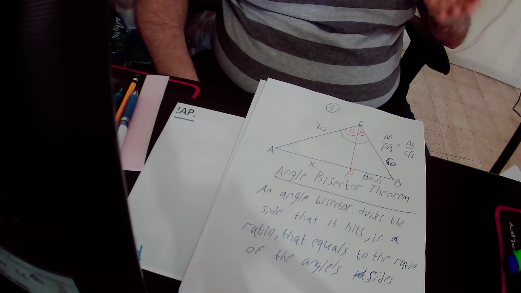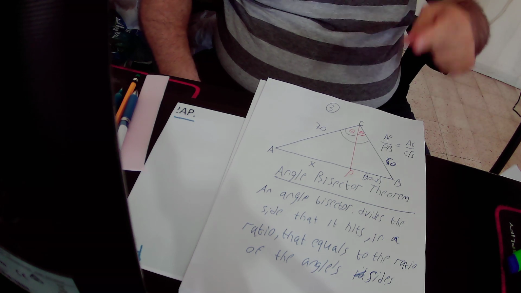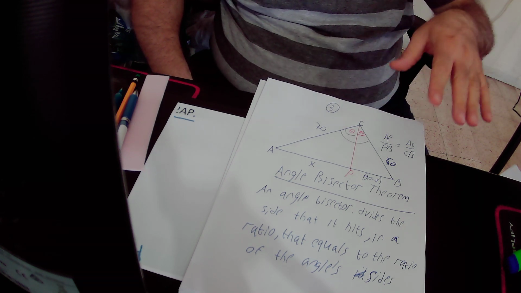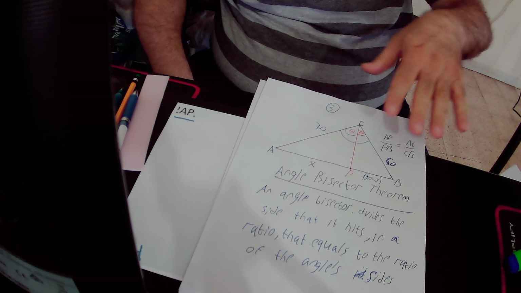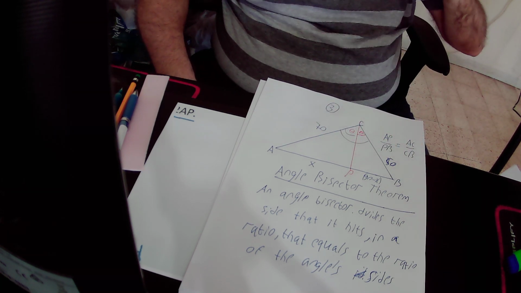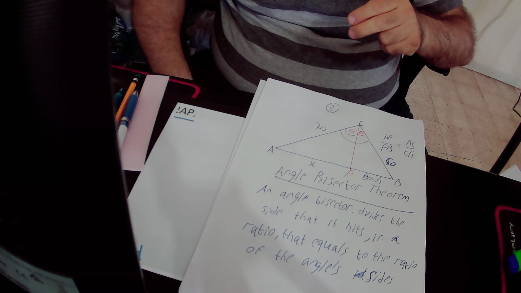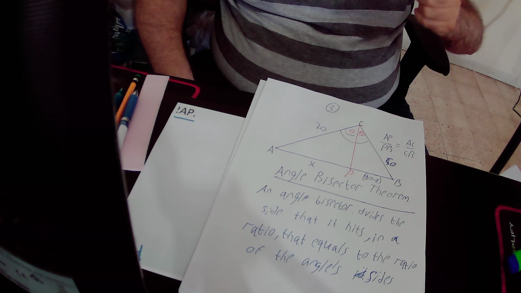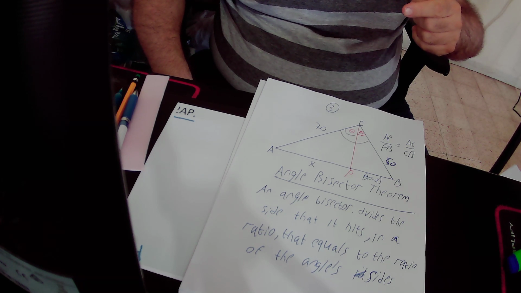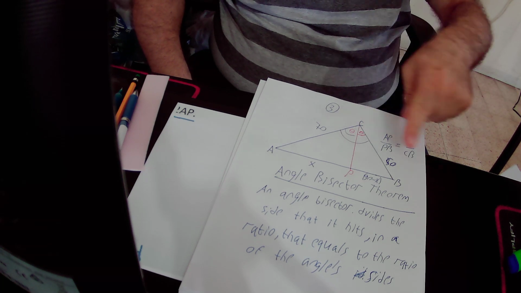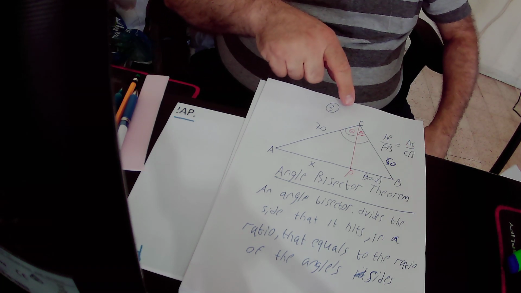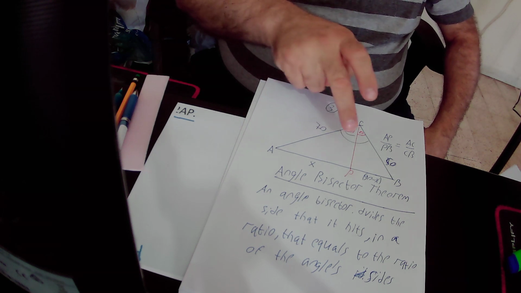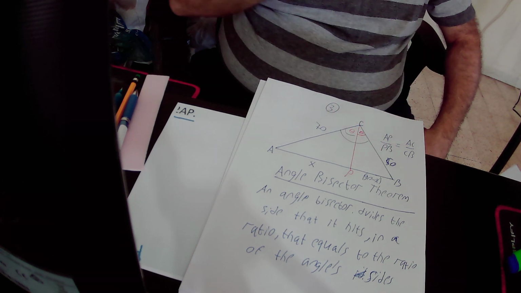And we have the angle bisector theorem that states that the angle bisector, that is to say CP, meets side AB, and it divides it into two parts, AP and PB, and the ratio of those two parts, that is to say AP over PB, equals to the ratio of the angle's sides, that is to say AC over CB. So AP over PB equals to AC over CB.